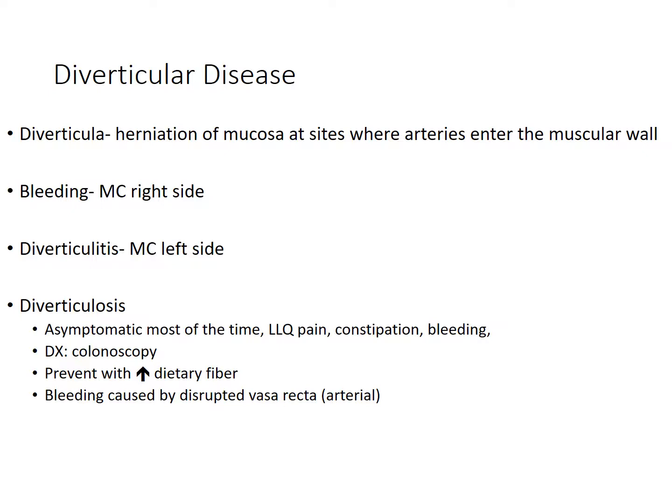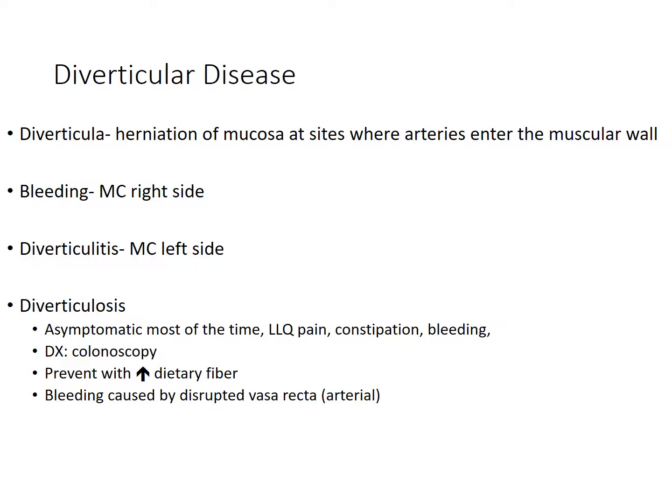Diverticular disease, so you have diverticula, which is herniation of the mucosa at sites where arteries enter the mucosal wall. You can have bleeding, which is most common on the right side. You can have diverticulitis, which is most common on the left side. Diverticulosis is usually asymptomatic, but it can have some left lower quadrant pain, constipation, and bleeding. Diagnosis is with colonoscopy. It can also be seen on CT scan. You can prevent with increased dietary fiber.